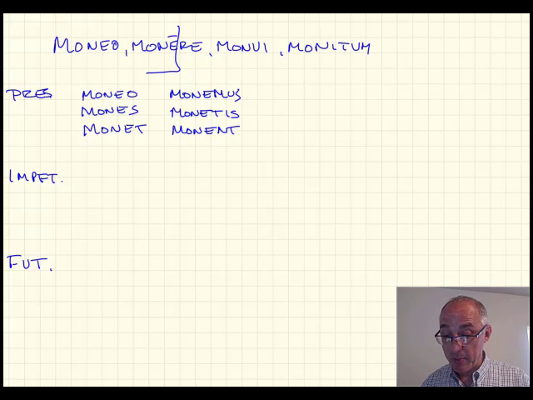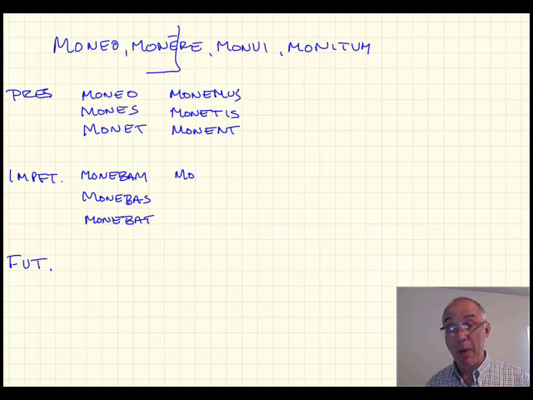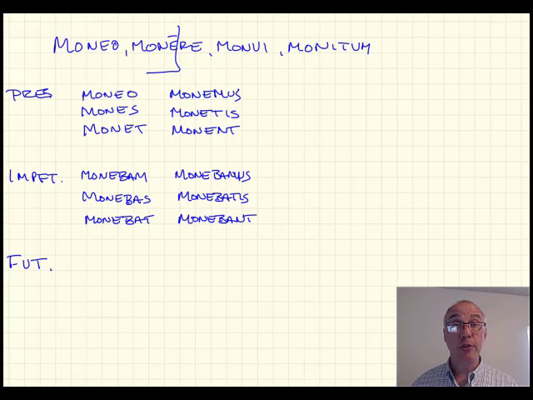Let's do the imperfect. Monebam, monebas, monebat, monebamus, monebatis, monebant. I used to warn, you used to warn, etc. You get the idea. The future.